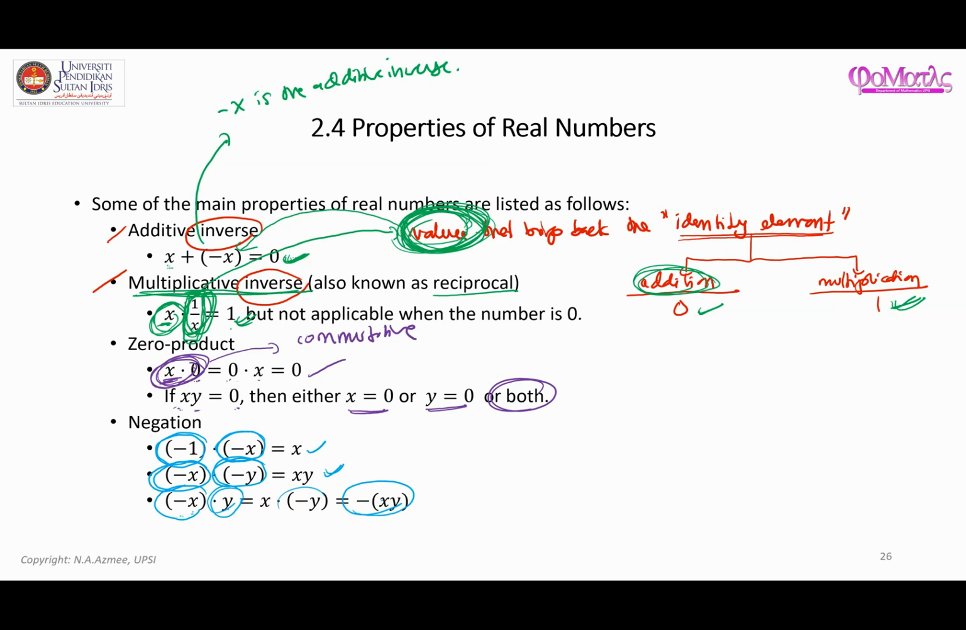This result can also be obtained by considering x times negative y. So basically, that's all there is to some simple properties of real numbers. And thank you very much for watching, and I will see you in the next video.